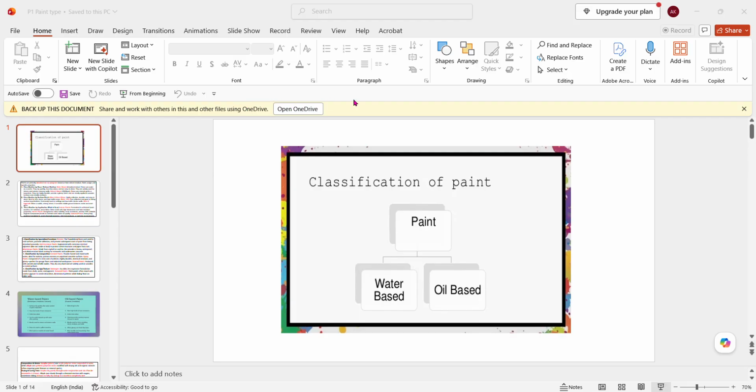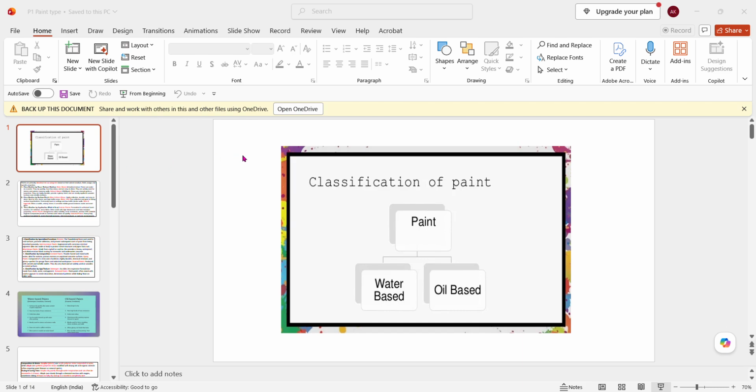Then another one is solvent-based, that is oil or alkyd, mainly the mineral oil. They are solvent-based, using oil as a solvent. They are highly durable, provide a glossy finish, and are mostly applied to wooden furniture and metallic surfaces. This is the classification based on solvent medium.